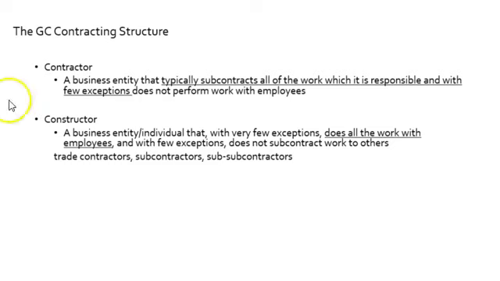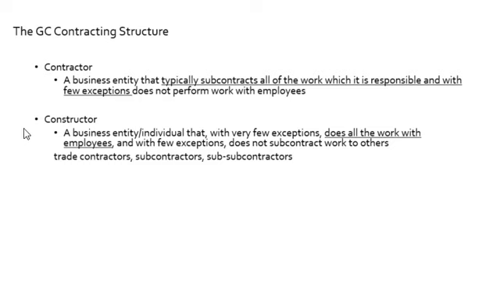So the contractor here, number one, is a business entity that typically subcontracts all of the work for which it is responsible, and with few exceptions does not perform work with employees. So it's an entity that will win an award and hold the contracts, but doesn't actually self-perform any work within its construction company. It just manages contracts. And the actual constructors, definition number two here, are all subcontractors. So that's a whole other set of contracts.